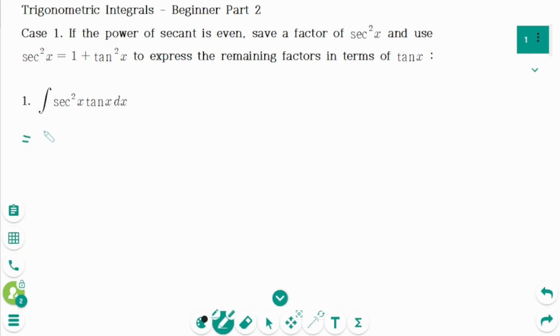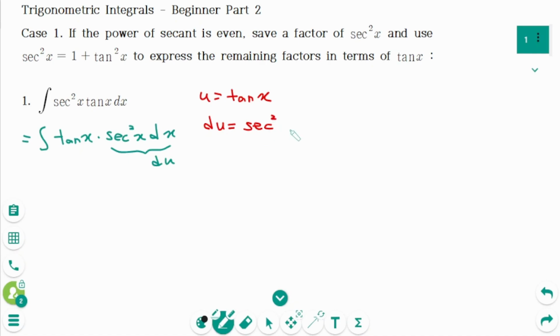So we can rewrite as integral of tangent x times secant squared x dx. Then this part for du. Then u equals tangent x. Then derive on each side. Du equals secant squared x dx. Then back to the original. Integral of tangent x is u. Du is secant squared x dx.